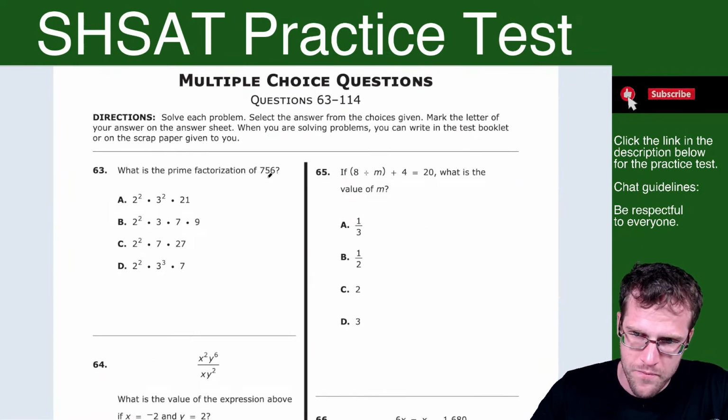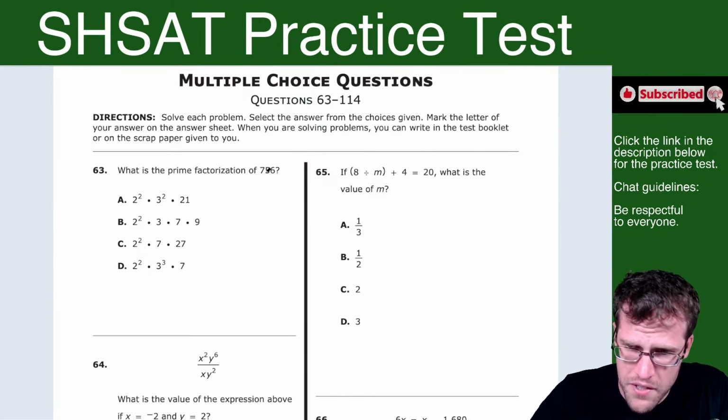So here we go, multiple choice. What is the prime factorization of 256?